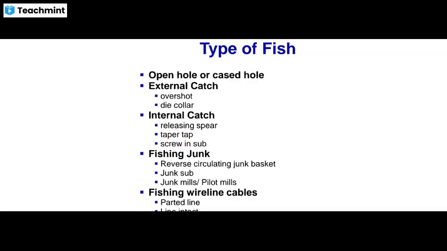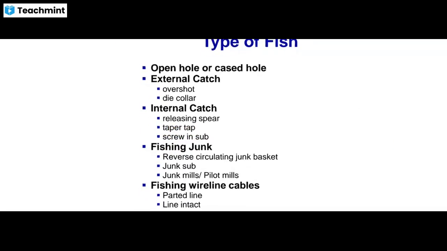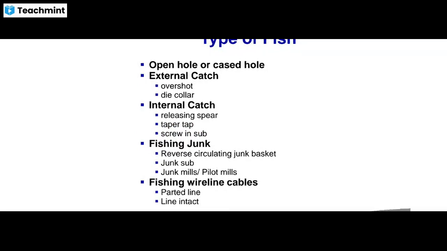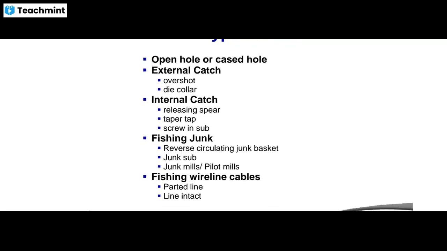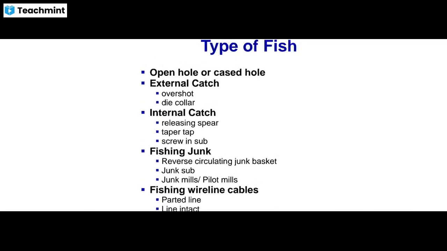Then next one, types of fishing. So we have open hole or cased hole, then external catches, overshot, die collar, internal catches, the releasing spear, taper tap, screw insert, fishing junk, reverse circulating junk basket, junk sub, junk mills, pilot mills, then fishing wireline cables, parted line, then line intact. So these are your fish types of fishing.